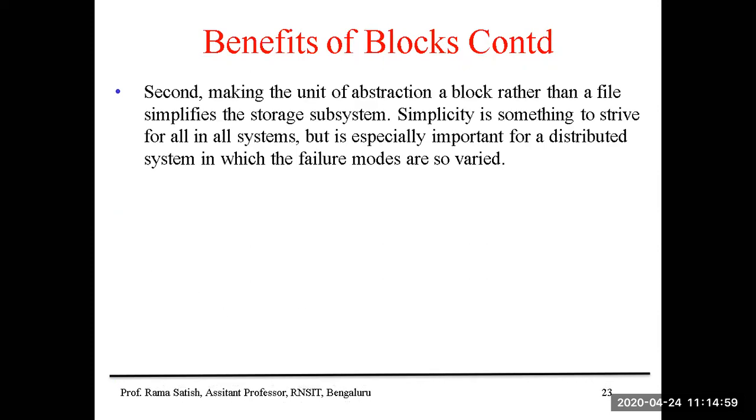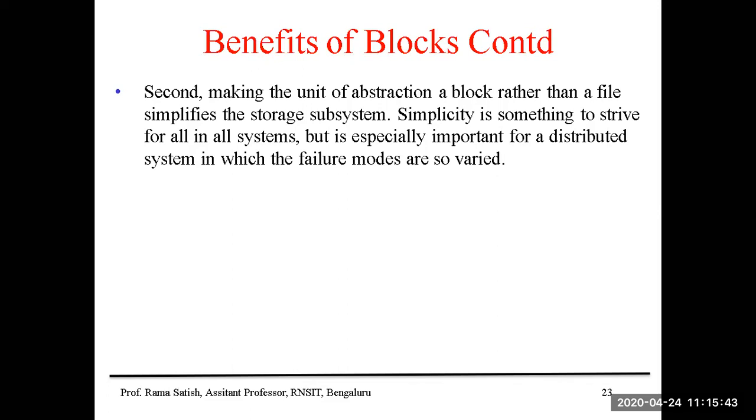Further, the second one is making the unit of abstraction a block rather than a file, which simplifies the storage system. When you use blocks, your entire system becomes simplified, and you can certainly achieve parallel processing. The file is split into blocks, and each block is stored in parallel on computers. If you want to analyze the same file for processing, all the blocks are simultaneously processed on different computers. So you will get much faster results, faster outputs.